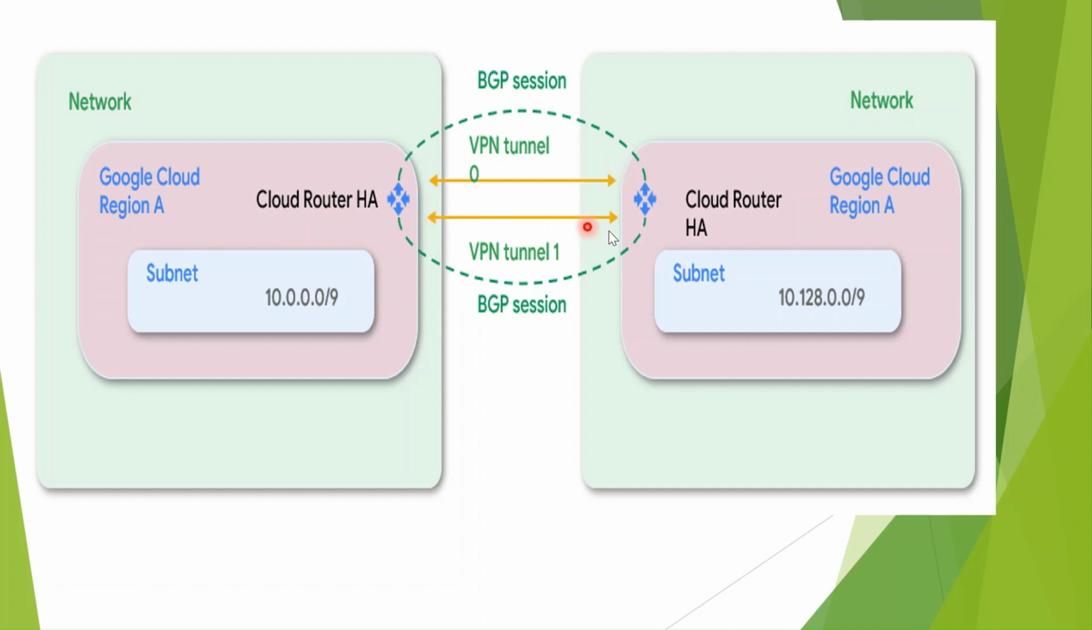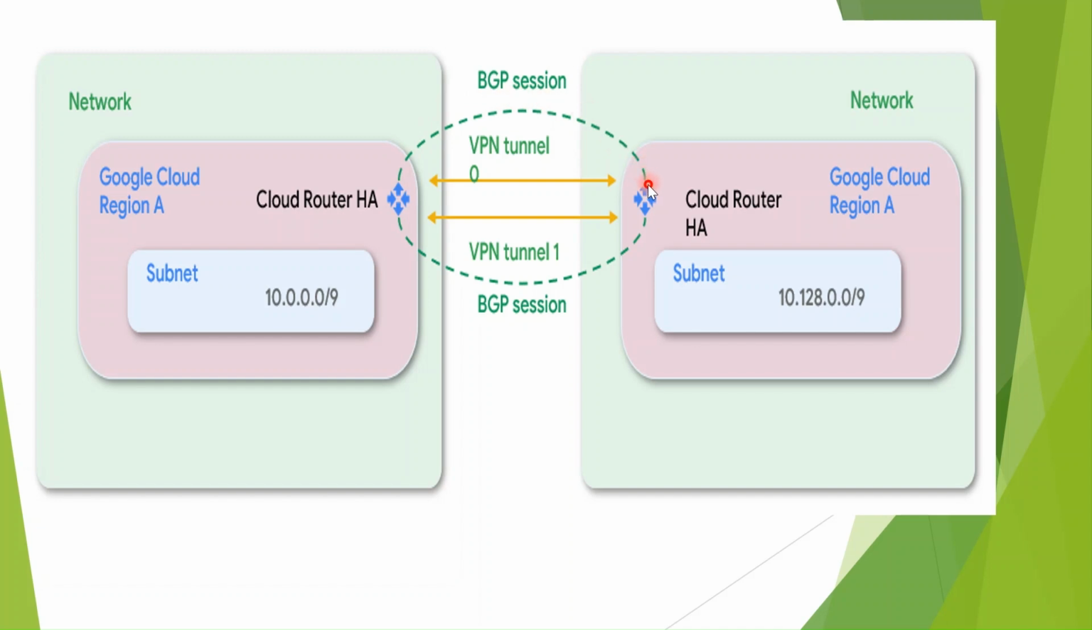A VPN tunnel is a path. It is a bridge. You can see a bridge has been created. It is a private bridge, so data can move back and forth. Suppose this subnet wants to reach this subnet. It knows that there is a bridge and can go there, but it doesn't know where that specific subnet resides. So what will happen? We will use a BGP session.